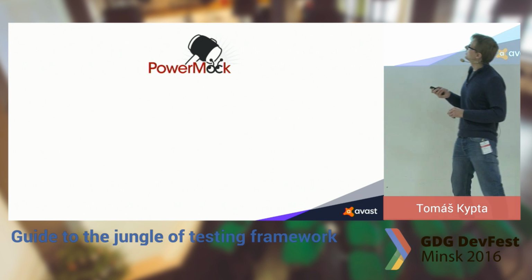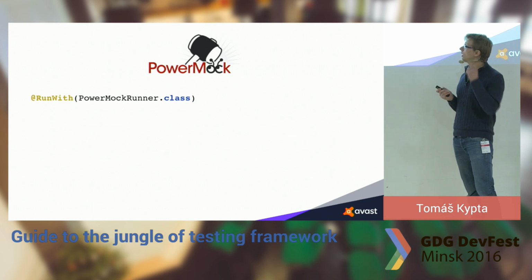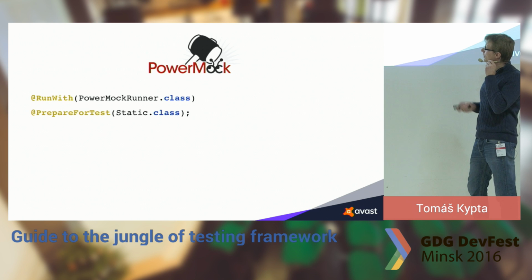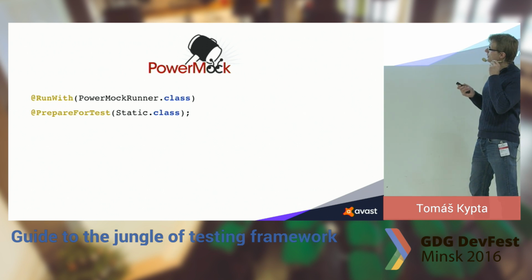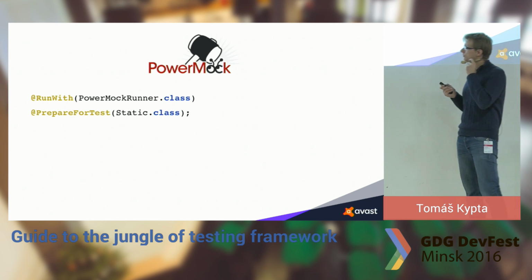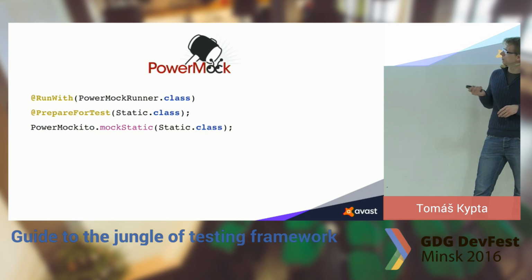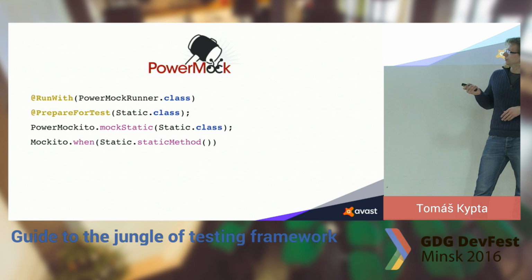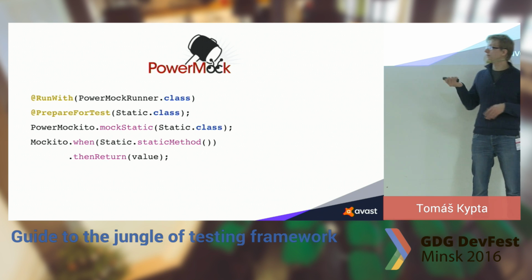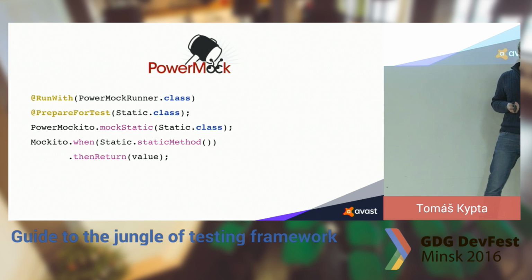So there is a PowerMock runner, and you need to prepare classes for tests. So you tell it that some static class will need to be mocked, that its static methods have to be mocked. Then you can say in code, mockStatic, and the same way as Mockito does it, you just say when some static method is called, then return some value. The same way as Mockito is doing it.